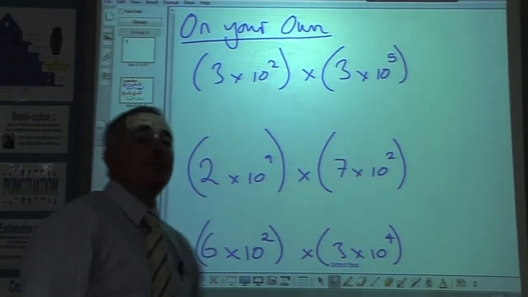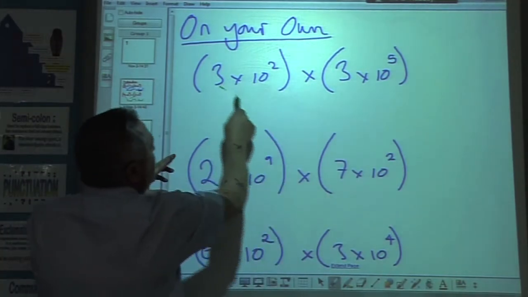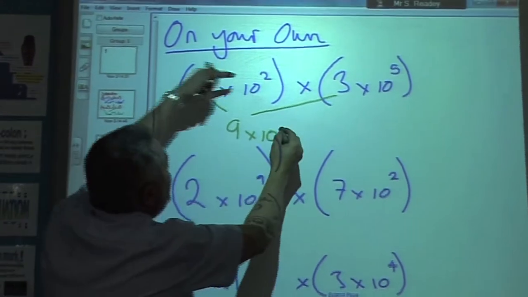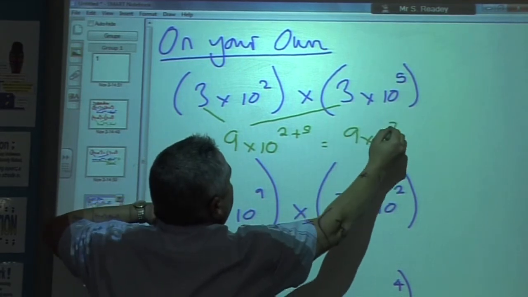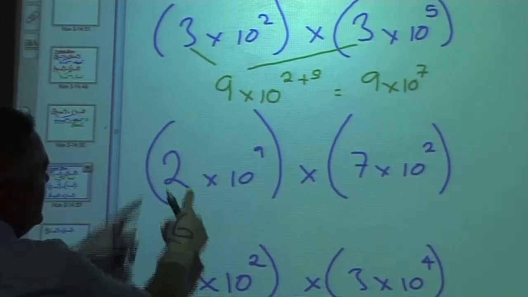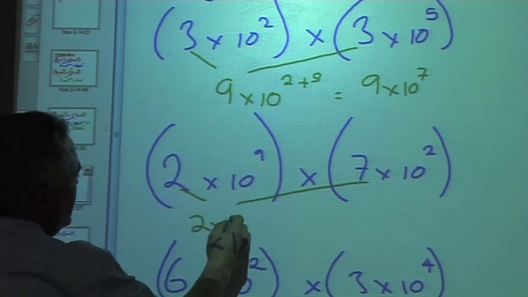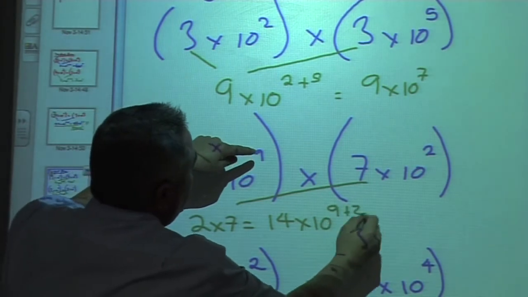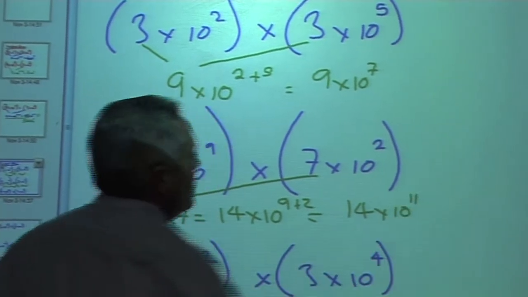Okay, let's work through them. Again, first thing I need to do is bring my numbers together. Look at my numbers, it's multiply. Let's bring them together. 3 times 3 is 9. Times 10, 2 plus 5, so it's 9 times 10 to the 7. The next one. 2 and 7, it's a multiply. Bring them together. 2 times 7 equals 14, times 10, 9 plus 2, 14 times 10 to the 11.